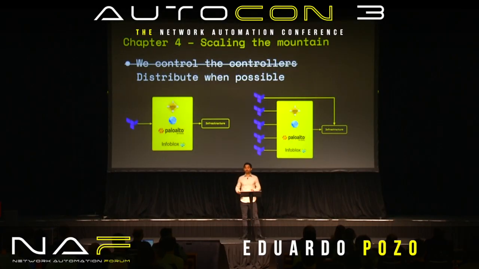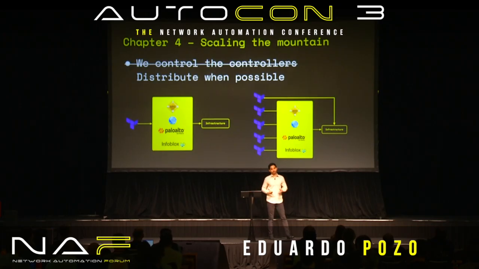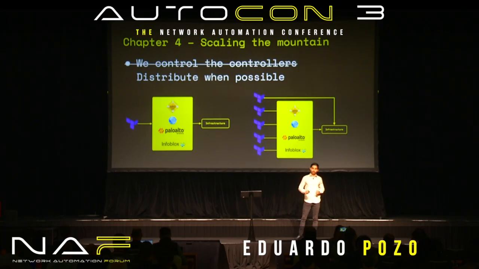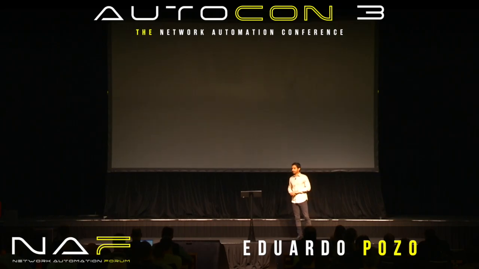So the solution is to distribute when possible. Instead of having only one Terraform pipeline or process that goes through all these controllers, let's try to have different pipelines, different runners for each one of these different controllers. And if we can go directly to the devices, please do it. As other speakers have mentioned, it's much better if these APIs are available directly on the devices. It's much better to go directly there than to go to a controller.